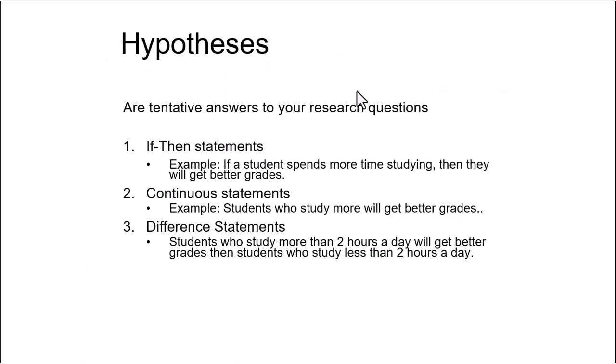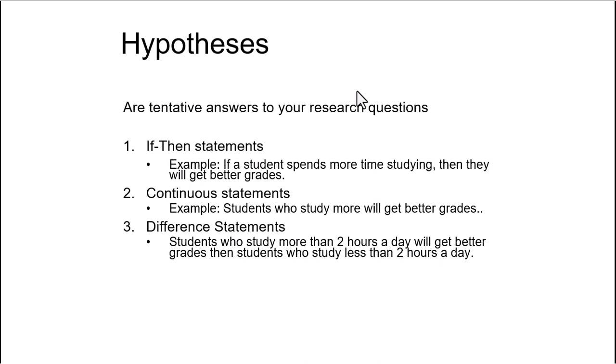Next, we're going to want to come up with some hypotheses. Remember, we've talked about hypotheses in the past, and hypotheses are tentative answers to our research questions. They are going to be direct answers to the questions we pose with our research question. And there are three main ways we're going to use to come up with those hypotheses. We can use if-then statements, continuous statements, or different statements.